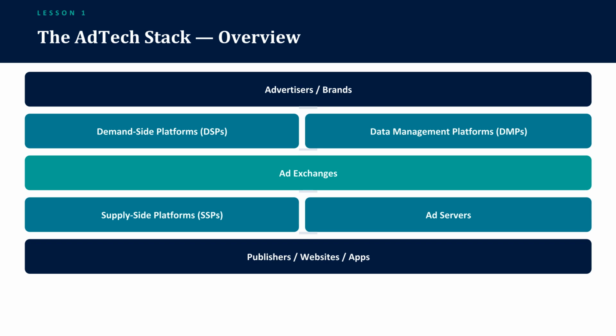Below the exchange, supply-side platforms, SSPs. These represent publishers in the auction. And ad servers. These store and deliver the actual ad creatives to the user's browser or app. We'll spend the rest of this module going deep on each of these. But keep this stack view in your mind. It's your map for everything that follows.